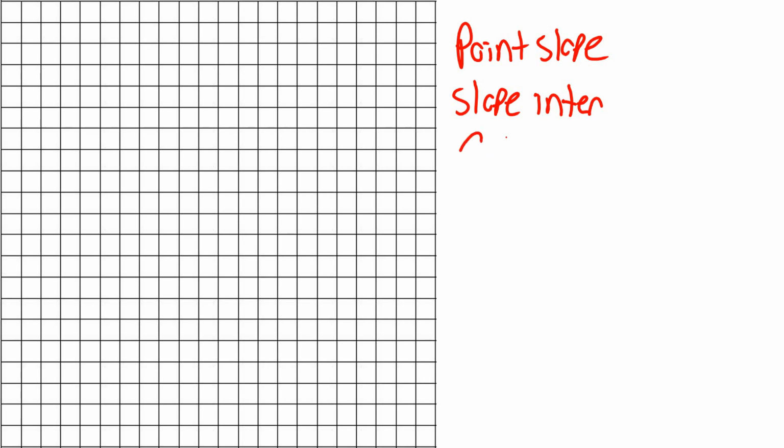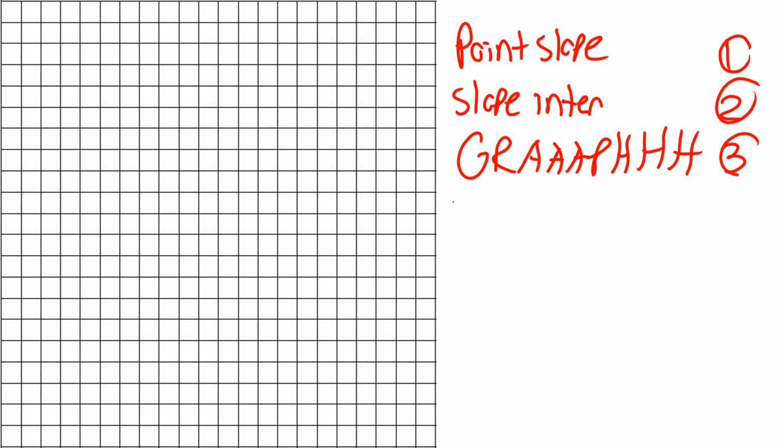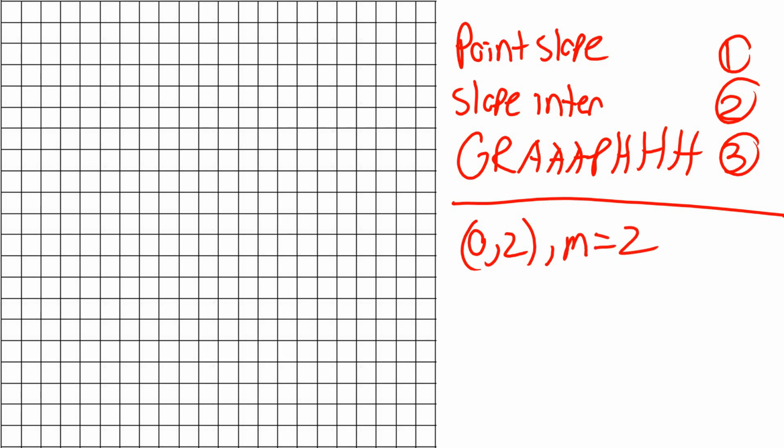Here we go. Write this equation in point-slope form. So I want you to do 3 things, okay? Point-slope form, slope-intercept form, and then graph. Okay? So, step 1, step 2, step 3. For the point 0, 2, and m equals 2. Alright, go ahead and pause the video and give that a try.